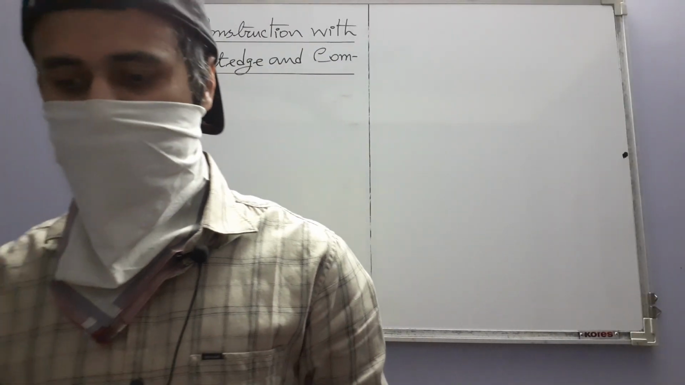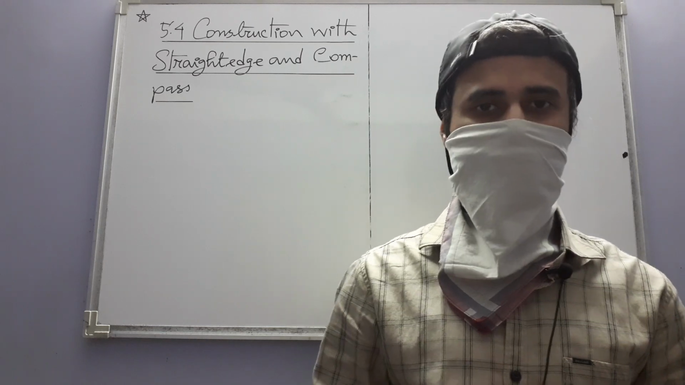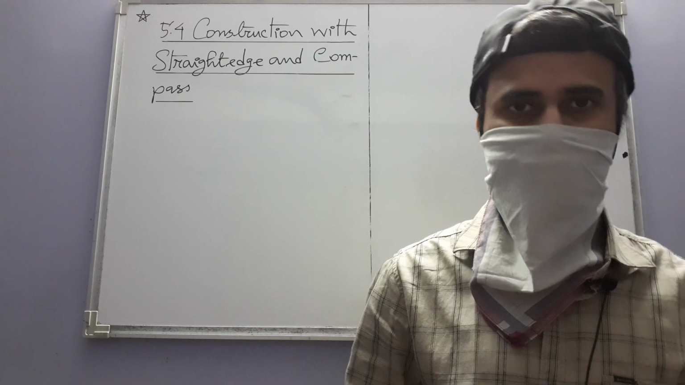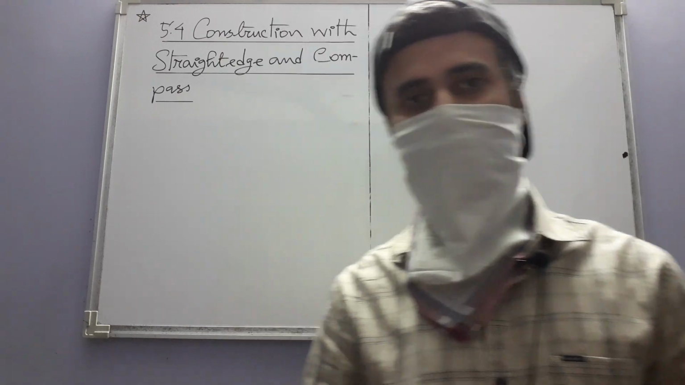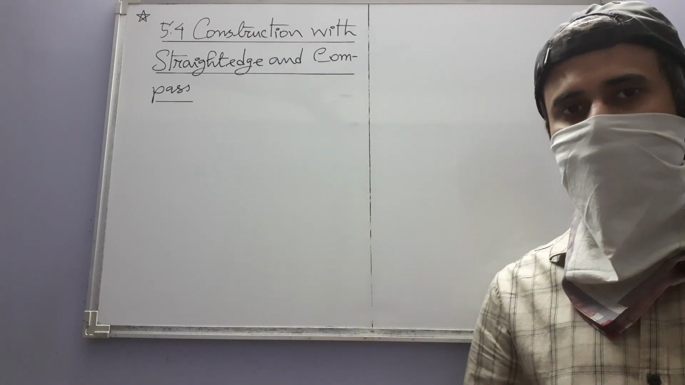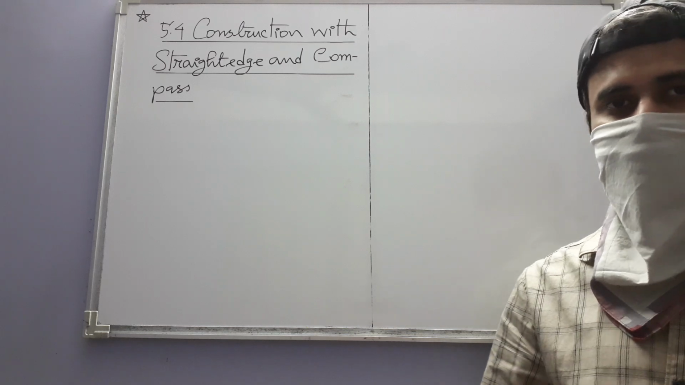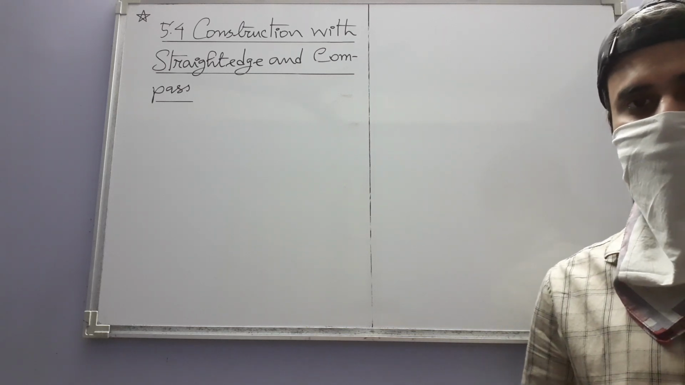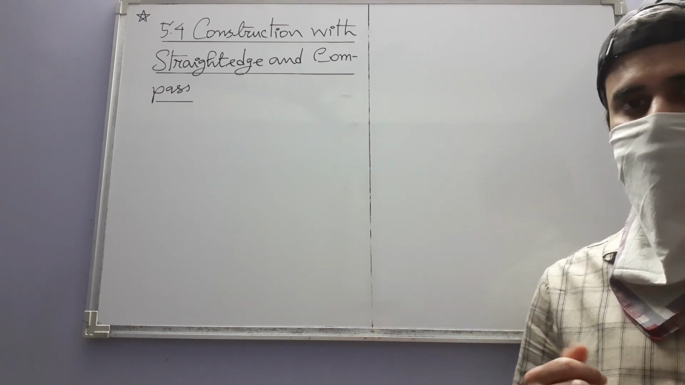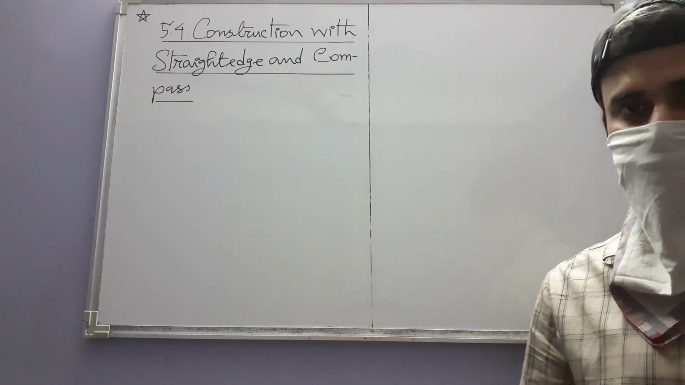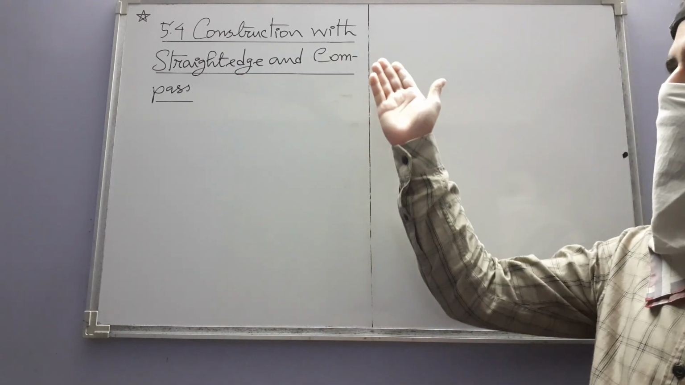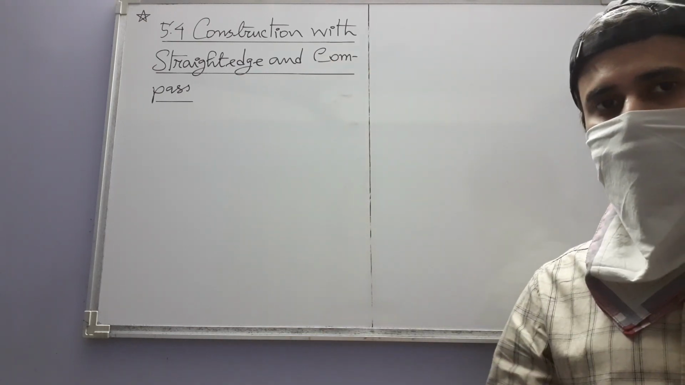Okay, so we are now going to start a new section. Having seen quite a few things in field theory, in this section we are going to see how those results that we have already seen can be applied to answer some problems in plain Euclidean geometry. So this is the section, its name is Construction with Straightedge and Compass.